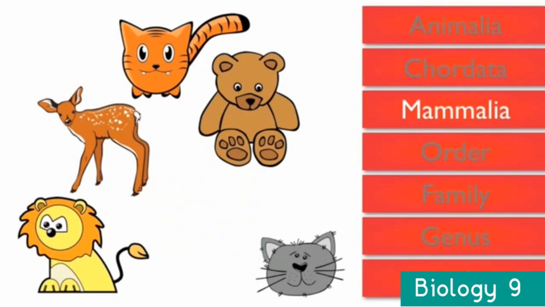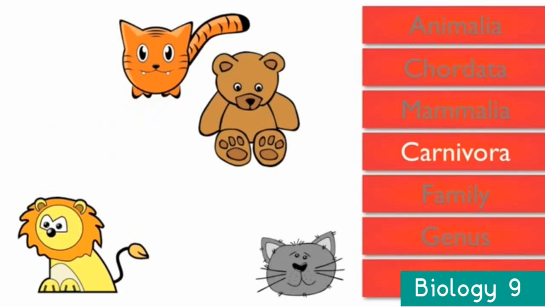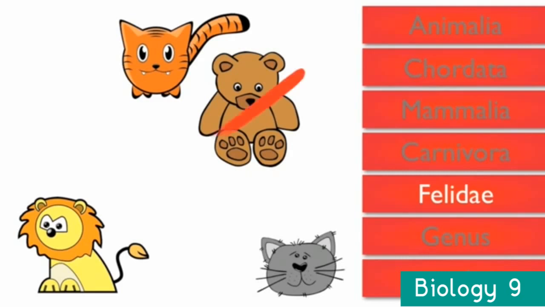Order is the name of the next level, and the order a lion belongs to is called Carnivora, which means meat-eating. The deer is not a member of this order, and he is removed. Next, we have family. A lion is in the Felidae family. Members of this family have retractable claws, so the bear is removed.